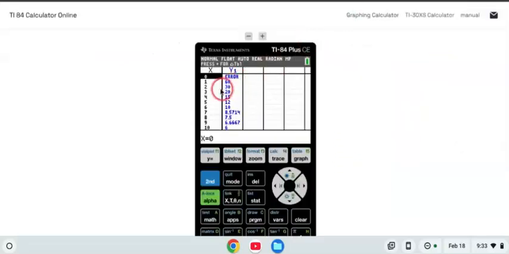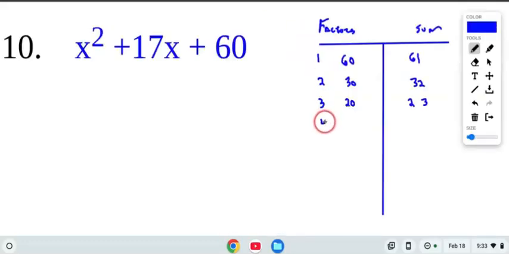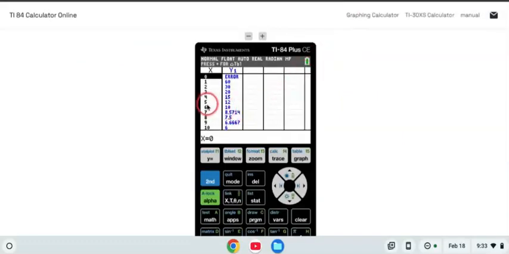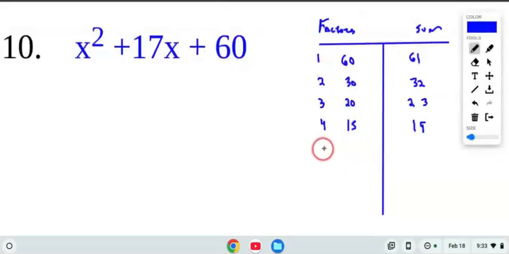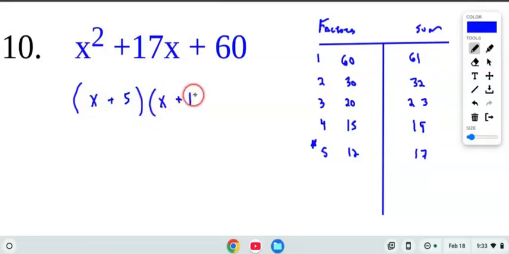The next one is 4 and 15. 4, 15, that's going to be 19. Getting closer and closer to my target number. Then I got 5 and 12. 5, 12, 17. I put a star on that one because that's the one that works. So I simply have the answer, x plus 5 times x plus 12.